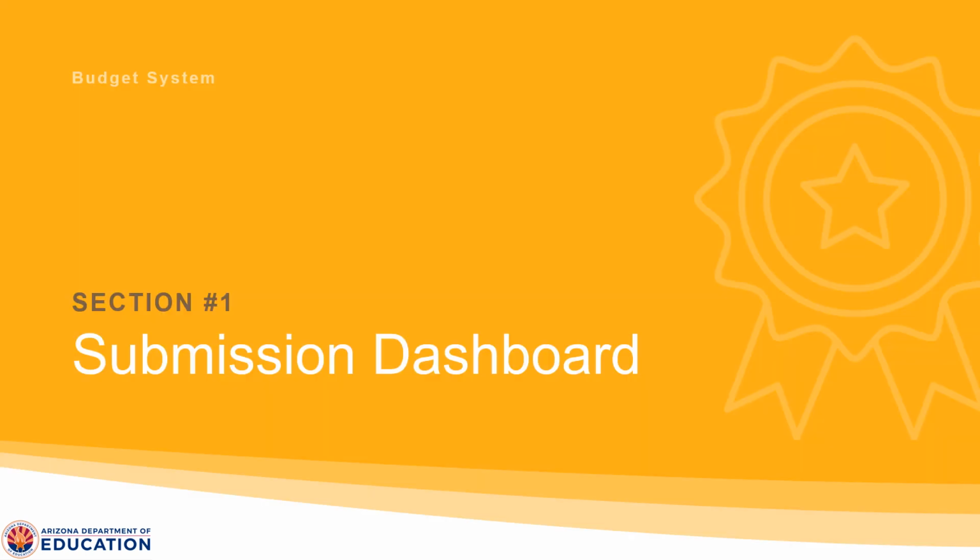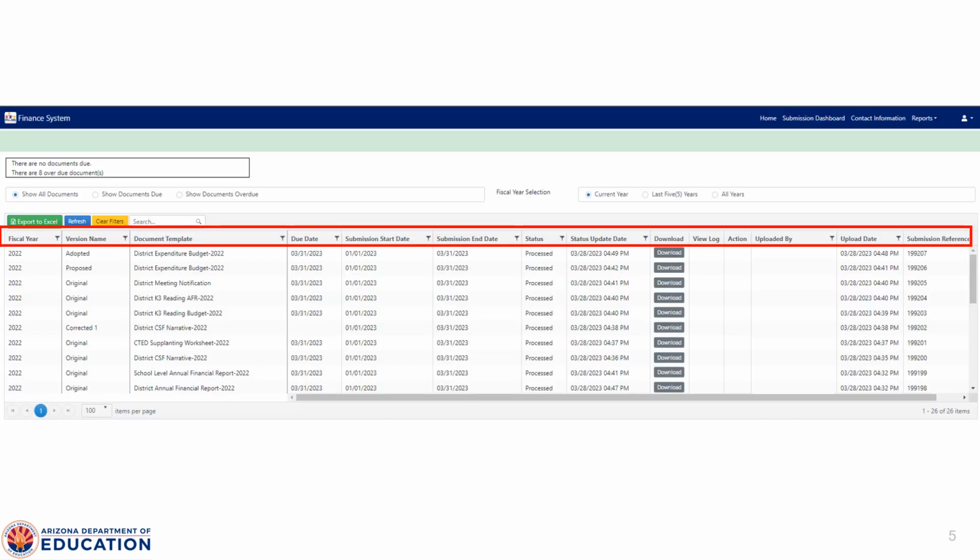In Section 1, we will be covering the Submission Dashboard Overview. First, you will want to access ADE Connect Budget System. If you need help accessing the system, please refer to the first tutorial video, ADE Connect Budget System Basics. The landing page of ADE Connect Budget System is this Submission Dashboard homepage. However, if you are on a different page, click on Submission Dashboard at the top right corner of the page.